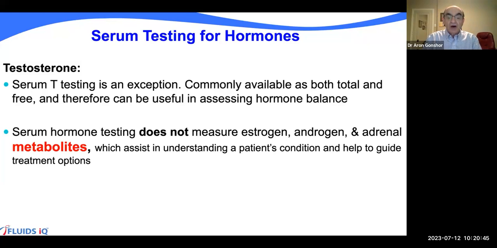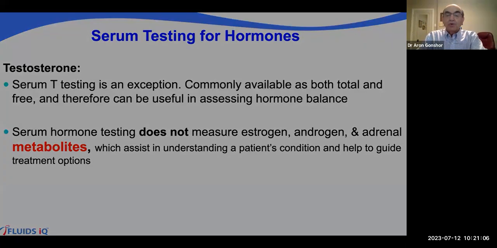Those are the breakdown products of all of these primary hormones that I just mentioned. That is an extremely important thing to know, because metabolites will assist you in understanding a patient's condition, and they'll help guide you with treatment options. And that leads us, of course, to what's going to be important with urine.